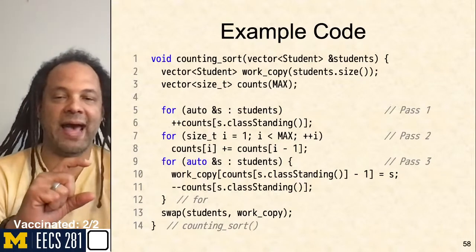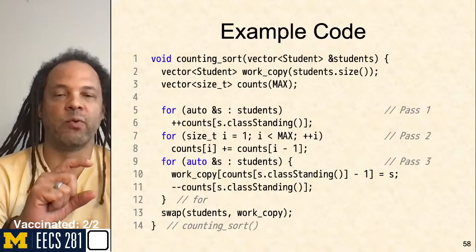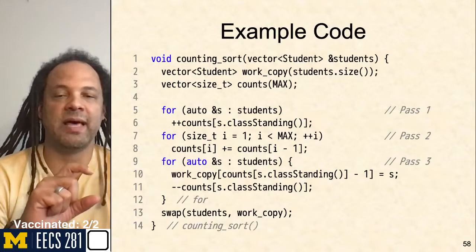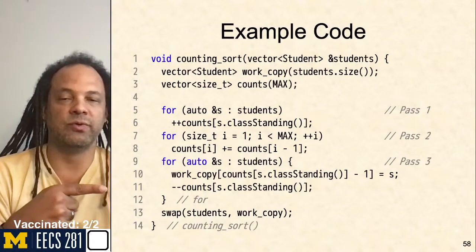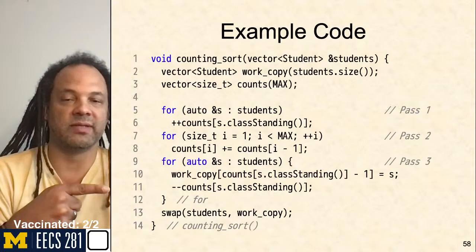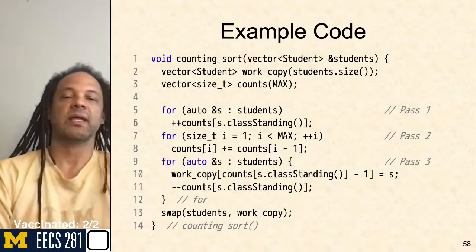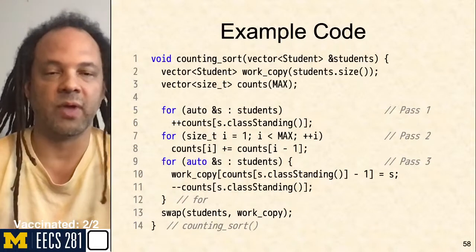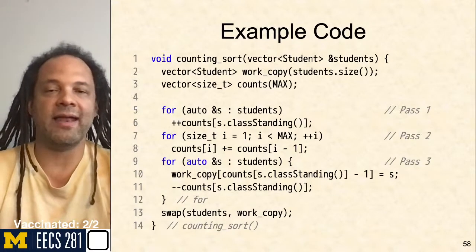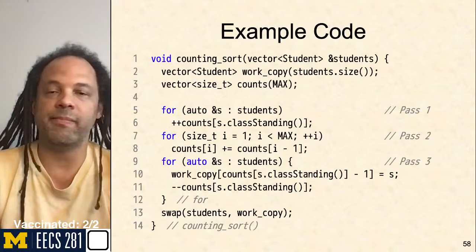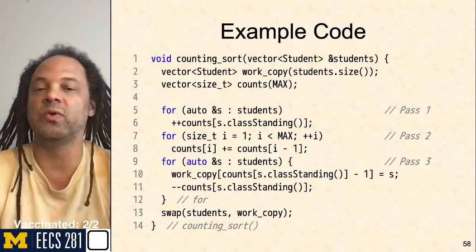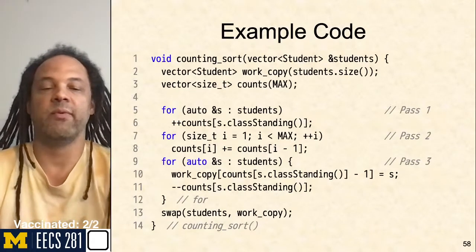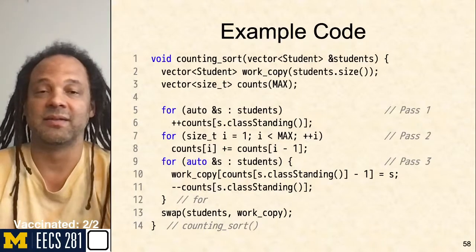The third pass goes through in the for loop, and for every one of my students, it copies them into work copy and then updates where the next student should be added here. That's what this counts minus thing does. It tells me where to put things. All right, so that is counting sort. Understand it. It's a good sort to understand. It's not commonly used, but it does have its place, and when you need it, you need it.